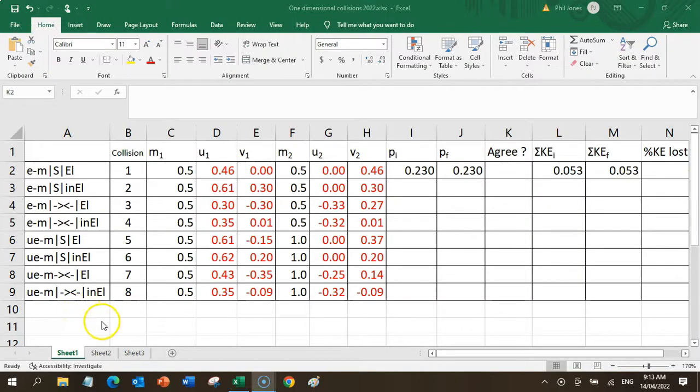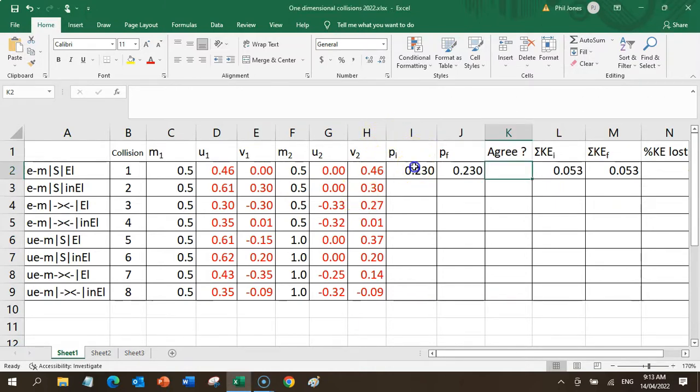We're now in a position to put all of this data into a spreadsheet. And as you can see here, we've got the two masses. Here we've got the second mass with a mass of 1 kilogram. Otherwise, the masses are 0.5. Here are the initial velocities, u1 and u2. And here are the final velocities, v1 and v2. That enables us to work out the momentum before.